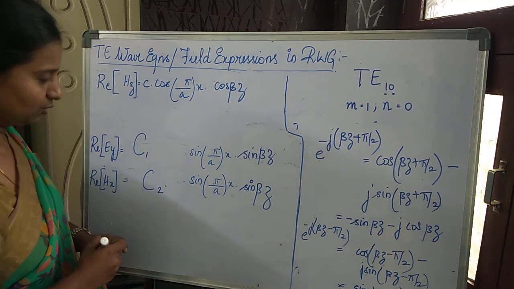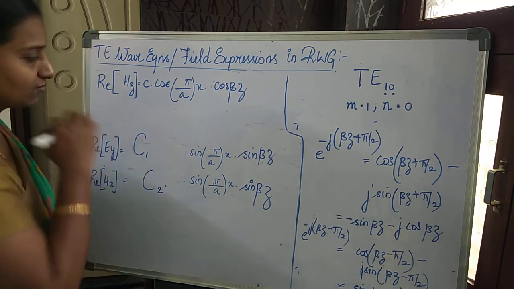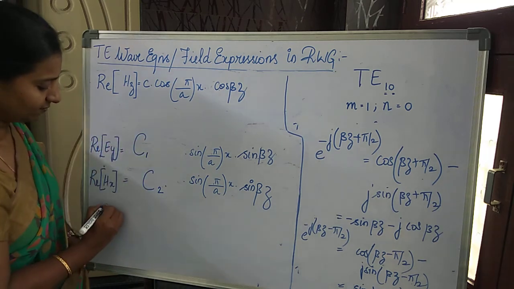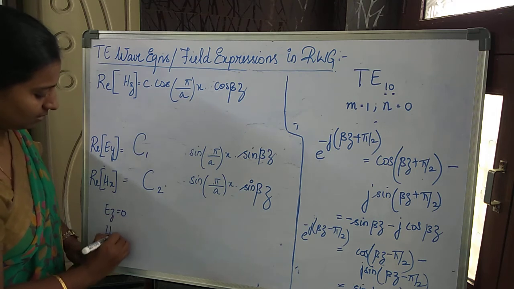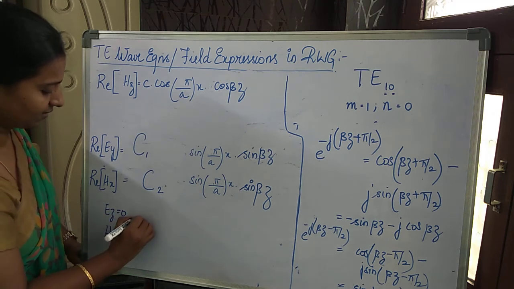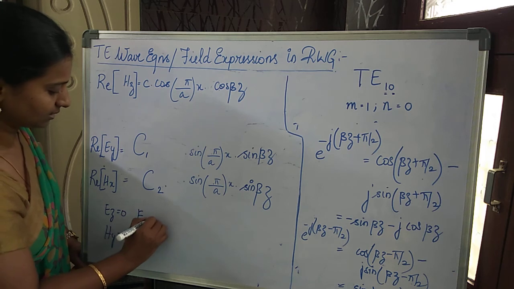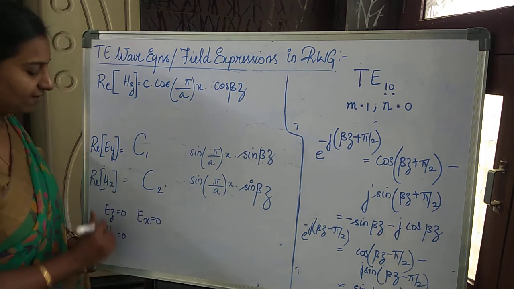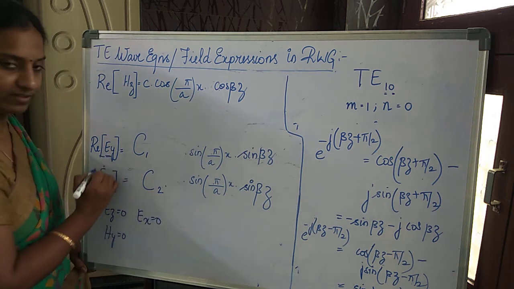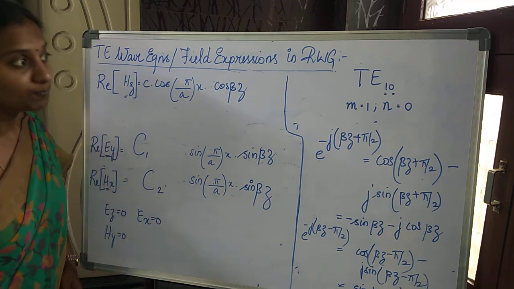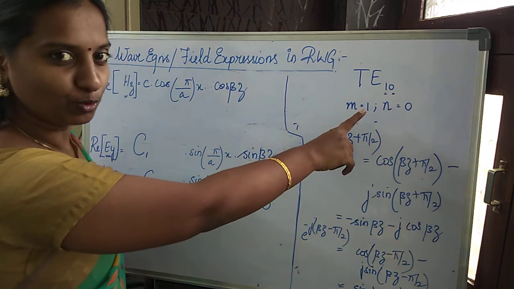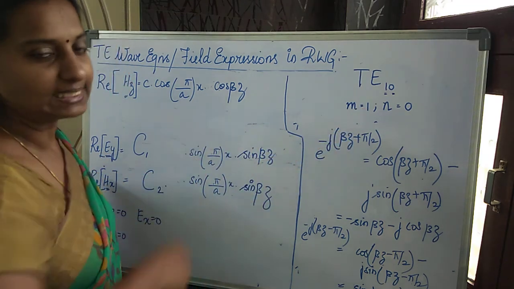So I think you have understood so far. Out of 6 fields, we do not have Ez, we do not have Hy, and we do not have Ex. We have one component of electric field and 2 components of magnetic field existing for a TE10 mode, okay? Now we will see the field patterns.